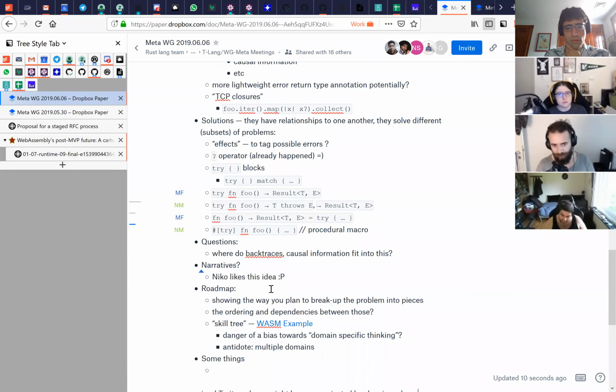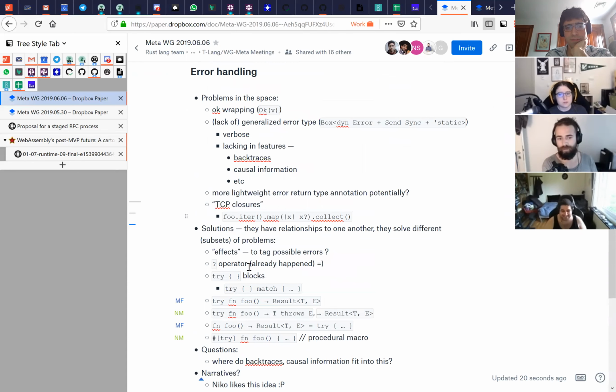Just a quick time check. We have 20 minutes left. Yeah, I was wondering what's the next step in this error handling example.